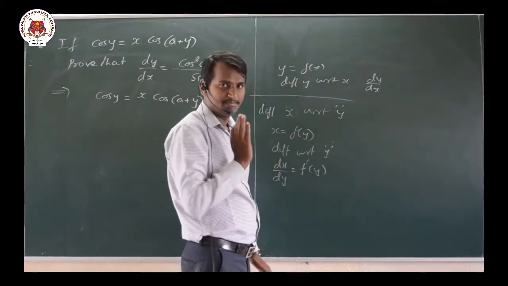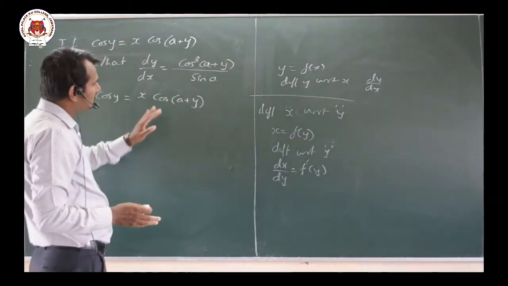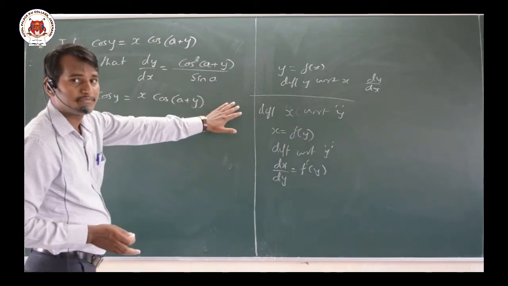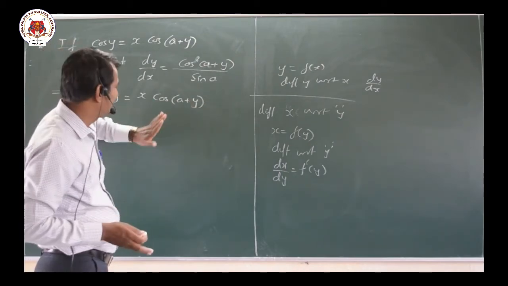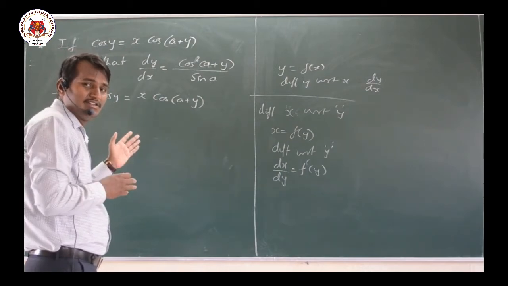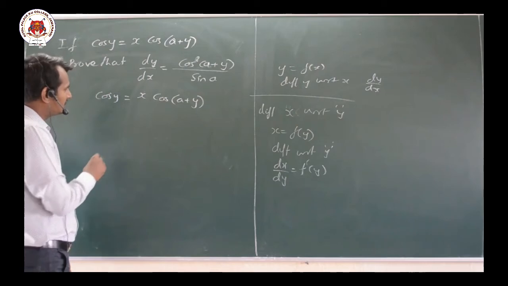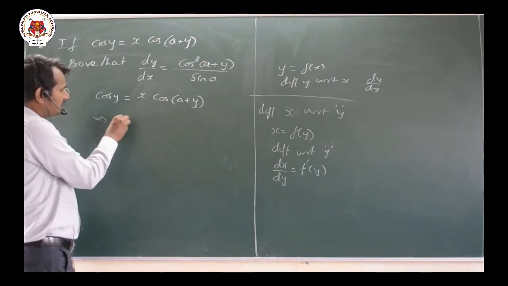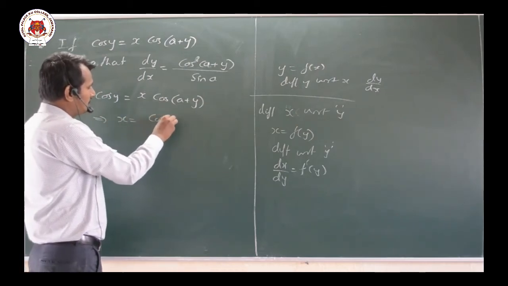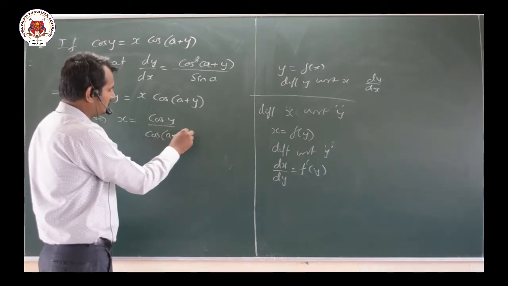Why should we take it that way? Because here we are having cos of a plus y. That will be a little bit tedious. We have to use the cos of a plus y formula and then differentiate, y at one side, x at one side. It will be tedious work. So what I can take here is, that implies x equal to cos y divided by cos of a plus y.